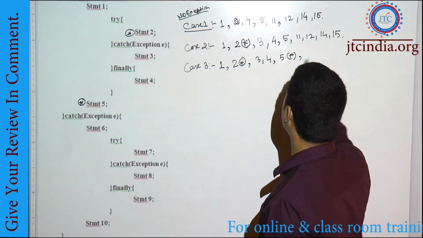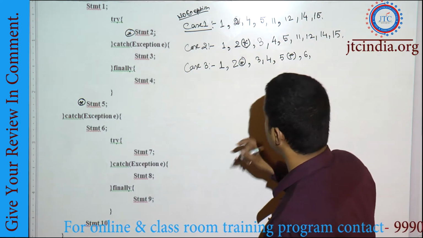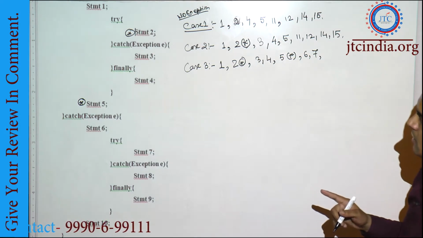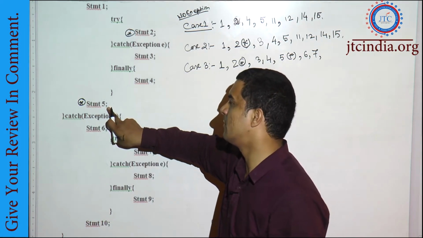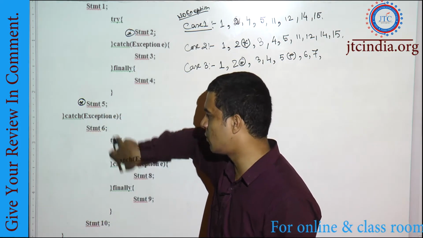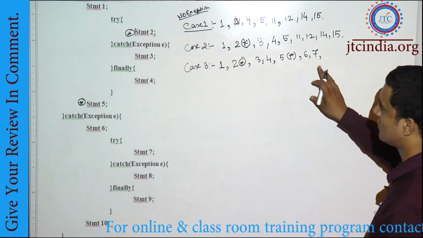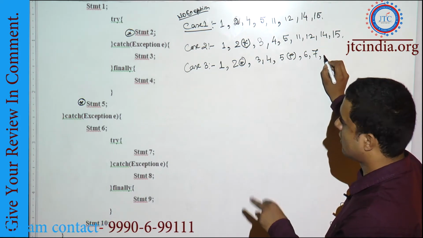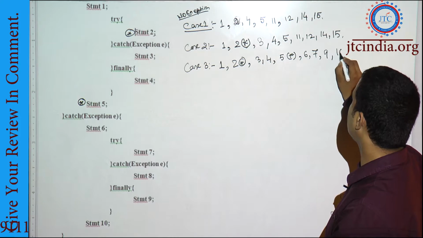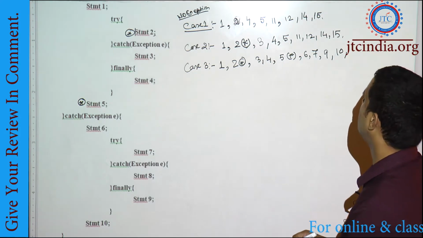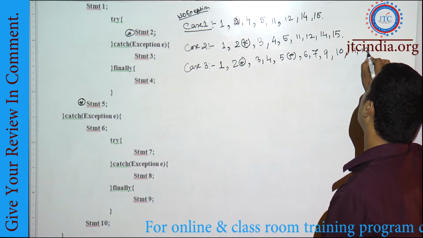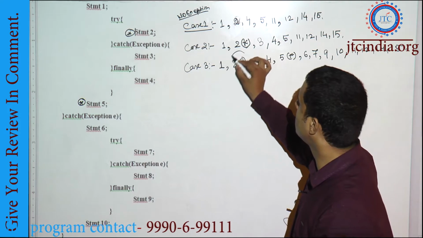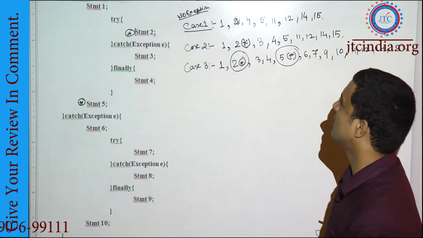Now when the exception occurred at 5, after that 6 is going to be processed, next 7 is going to be processed, because if the 5th statement has an exception, then definitely the catch block is also going to be processed. So statement 6, statement 7, after 7 statement 9, statement 10, and again the finally will be processed as it is, like 11, 12, 14 and 15. This will be the processing of the statements. See, these two things you need to remember: where exactly the exception occurred.